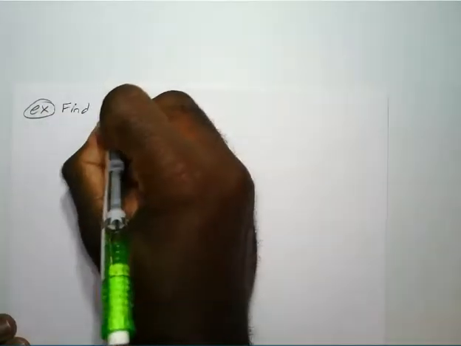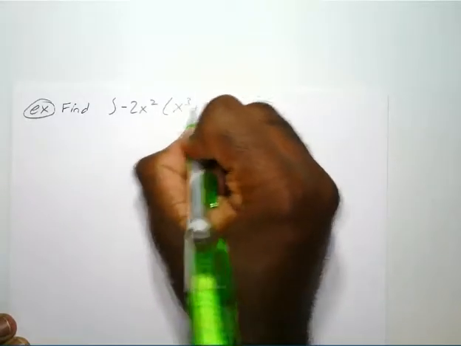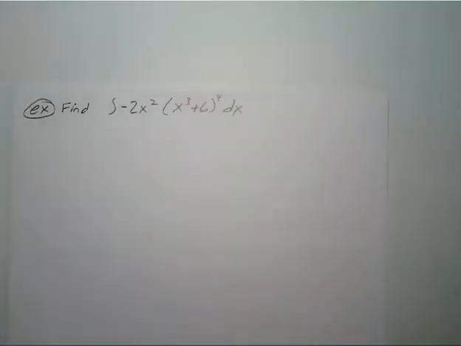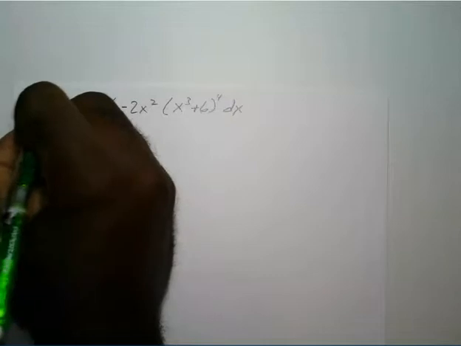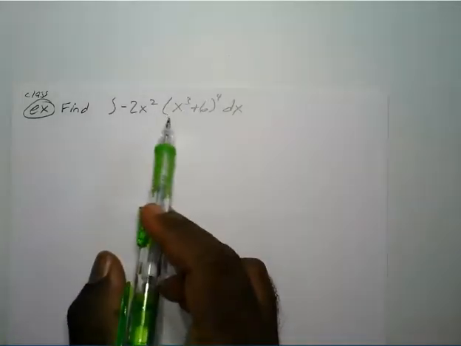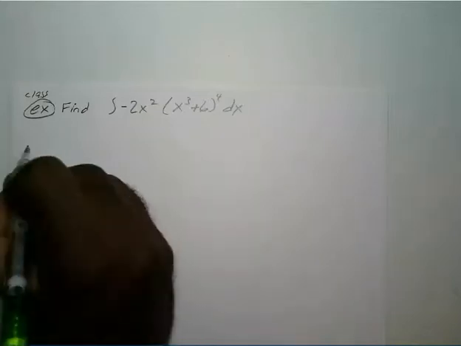Okay, so what if we want to find the integral for negative 2x squared times x to the third plus 6 to the fourth power with respect to x? All right, so for this one, I want you to go ahead and press pause and, using the process for the previous example, try to solve this one on your own. All right, so I'm assuming you've pressed pause and you've already solved this, so let's go ahead and verify your answer.